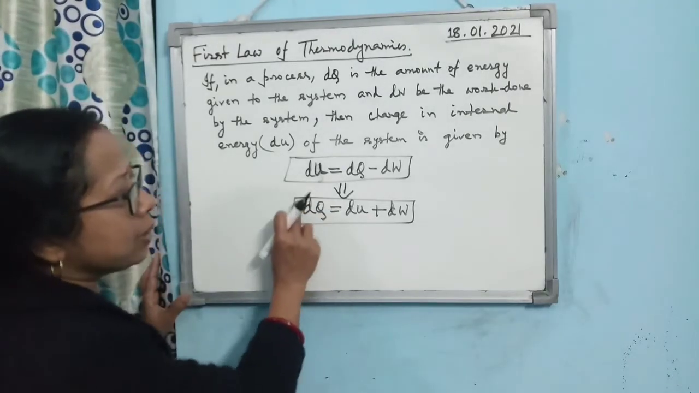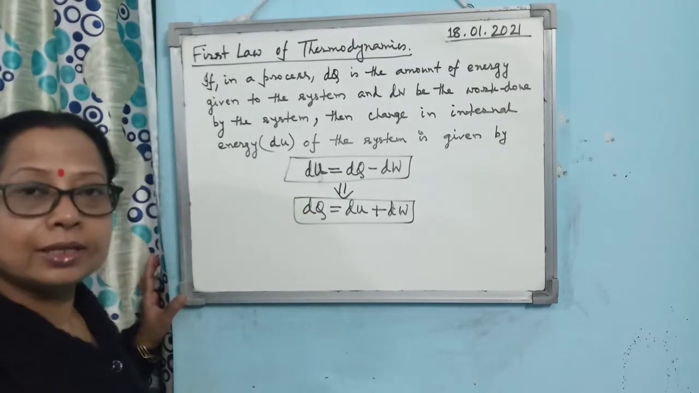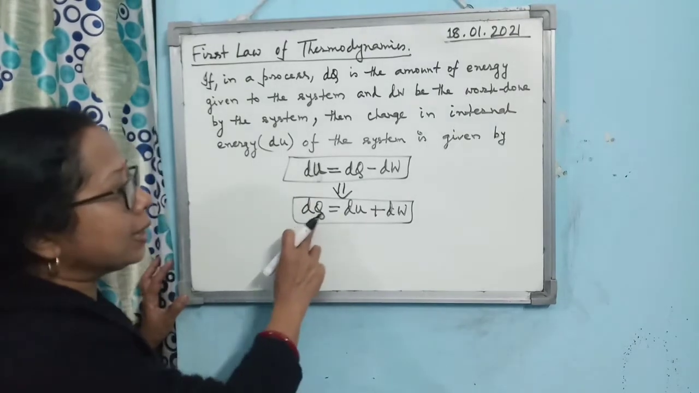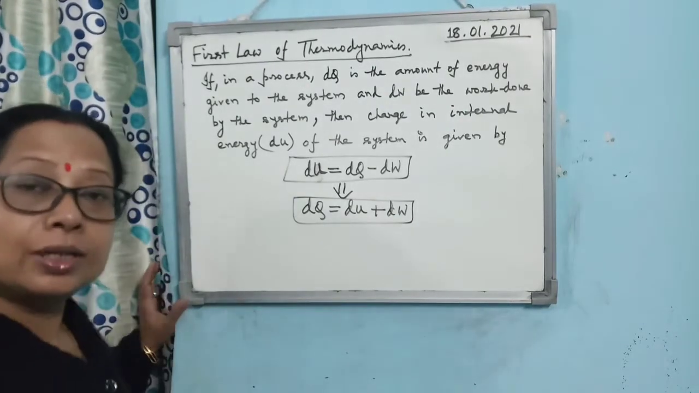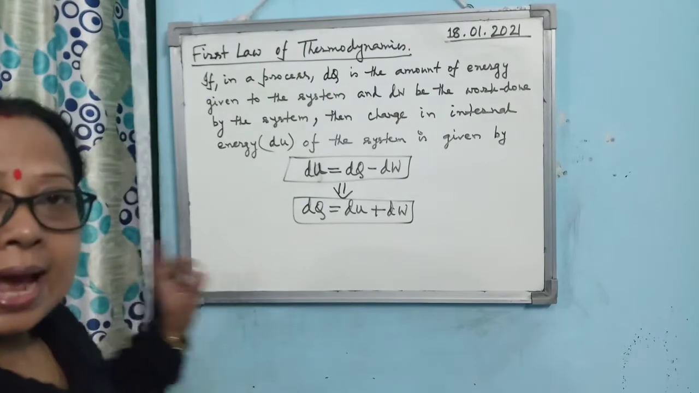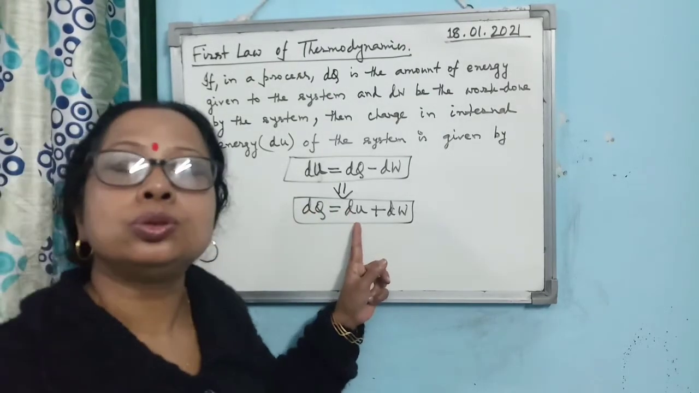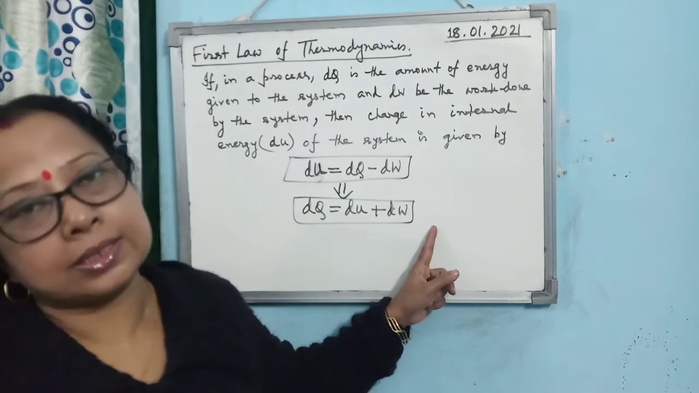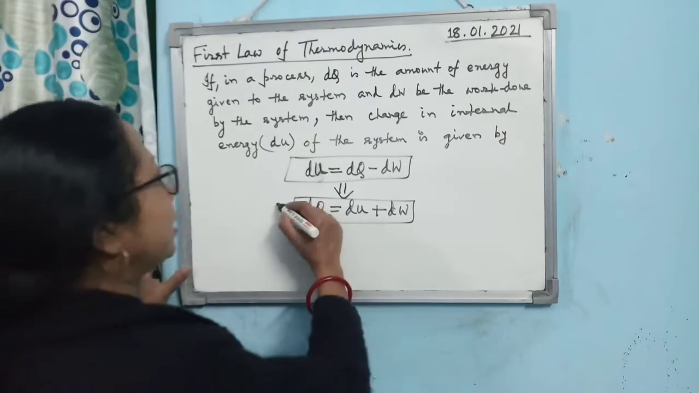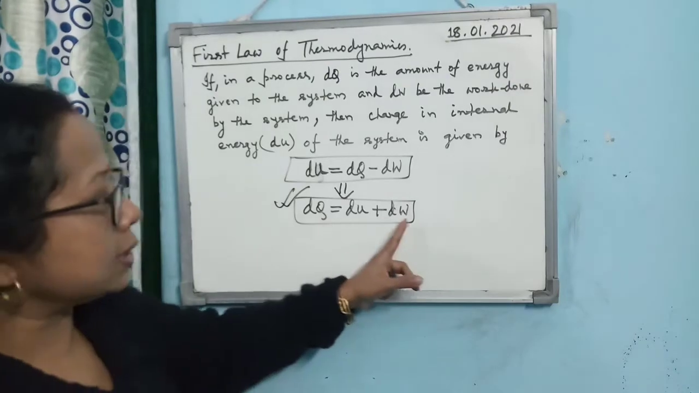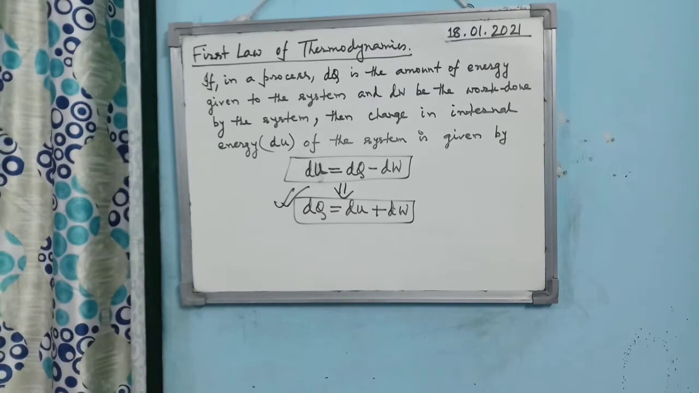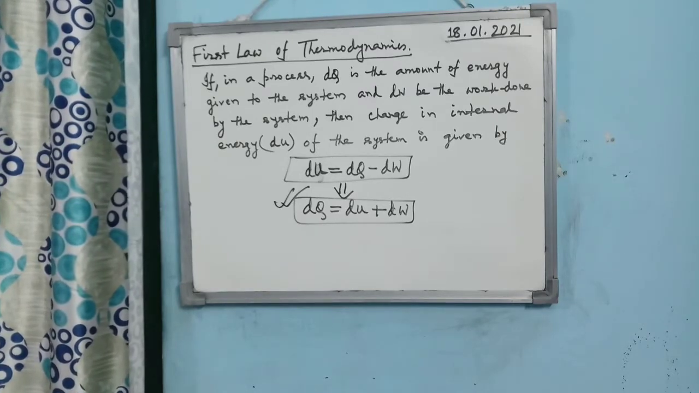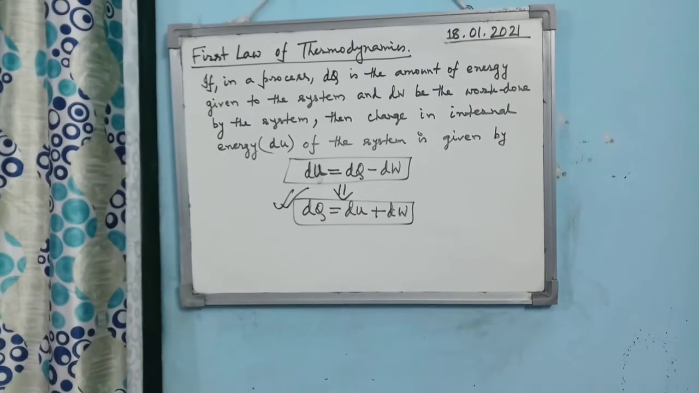What does it mean? When you are giving energy in the form of heat to a system, out of that given energy, a part will be used to do the work in order to take the system from one state to another, and the rest will be utilized to change the internal energy of the system. So it is better to remember the first law of thermodynamics in this form, dQ equal to dU plus dW. The statement of the first law of thermodynamics and this mathematical relation everybody should practice, learn and remember for your exam.